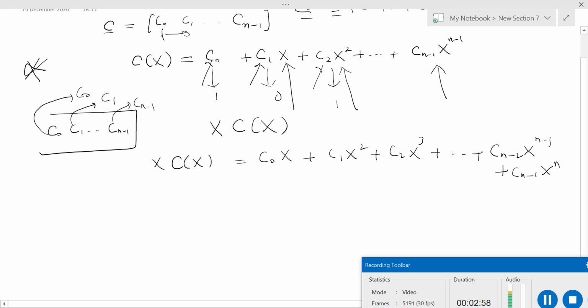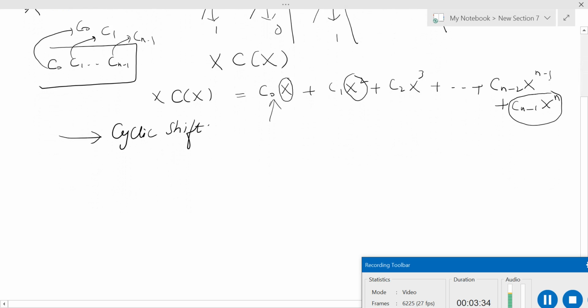But the only issue with this, you can see the shifting, right? This c0 now has degree 1, so it means that c0 has moved to the place of c1. C1 is now multiplied with x square, it means it has moved by one, but there is this term x to the power n. And actually we want to represent by polynomial something called a cyclic shift.